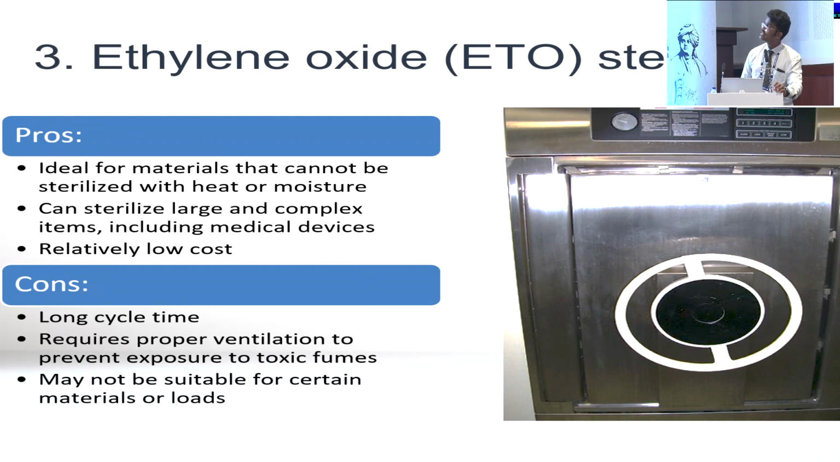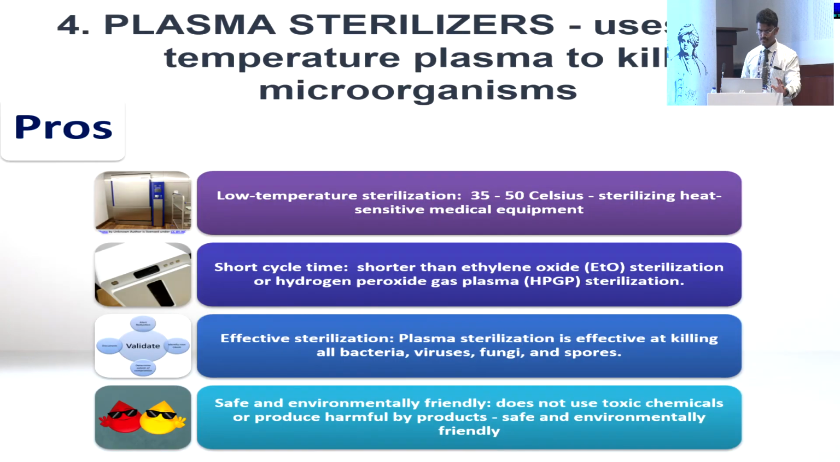Remember that for instruments which cannot be sterilized with heat and moisture, which are very sensitive to it, we prefer ETO sterilizer. It can be used to sterilize large and complex instruments including medical devices, and the cost is relatively low. But again, like we discussed in the gravity type, the cycle time is long and requires prior ventilation to prevent exposure to toxic fumes.